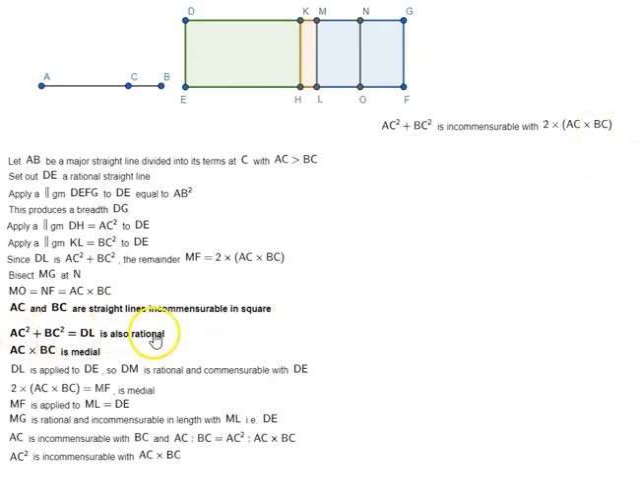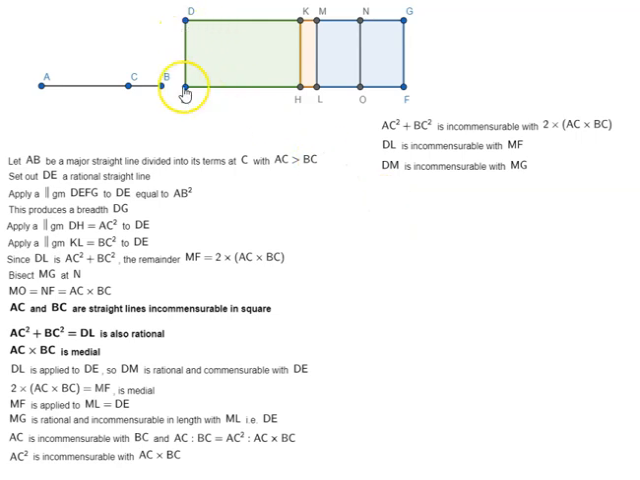AC square plus BC square is rational and AC by BC is medial. So they are incommensurable, which means DL is incommensurable with MF. DL is equal to AC square plus BC square and MF is 2 times AC by BC. So we can say DL is incommensurable with MF. Now, which means DM is incommensurable with MG, because remember D is a common side to both DL and MF. Common side we can say because DE is equal to ML.